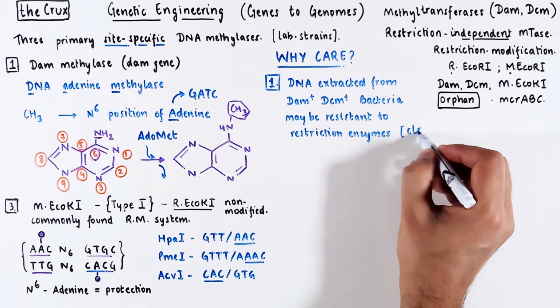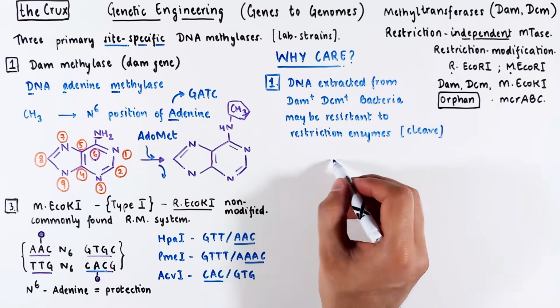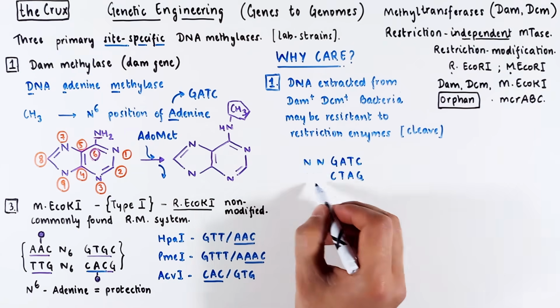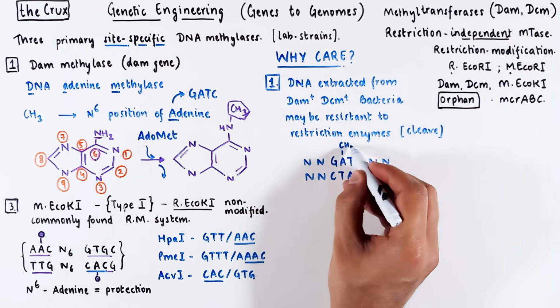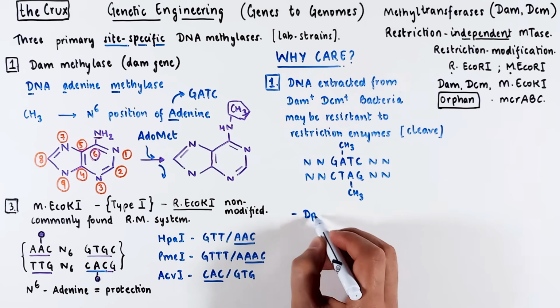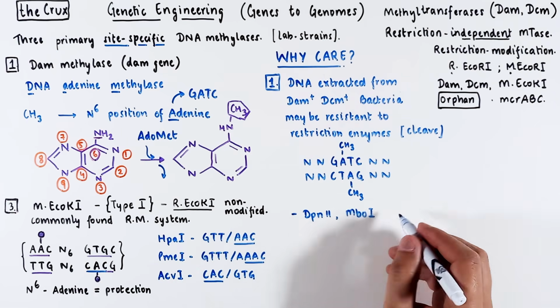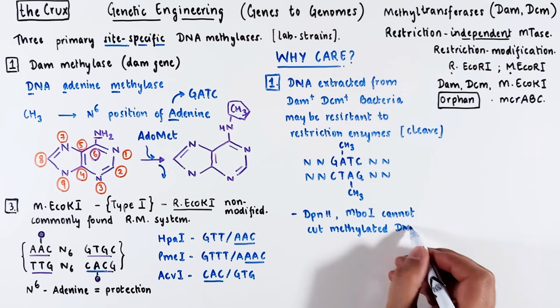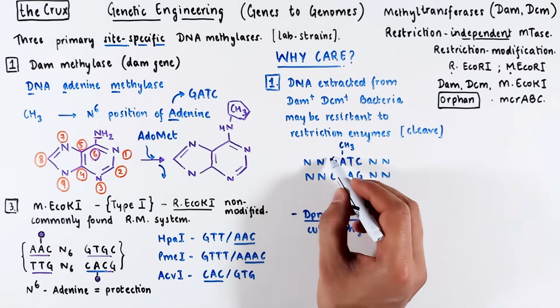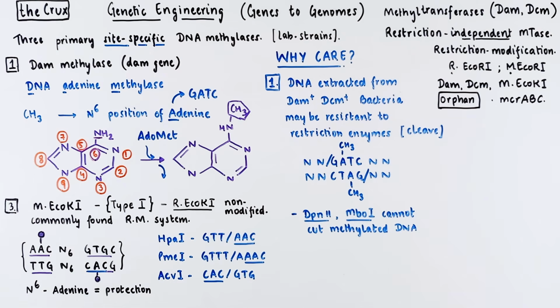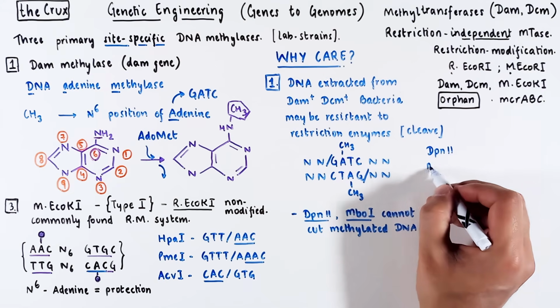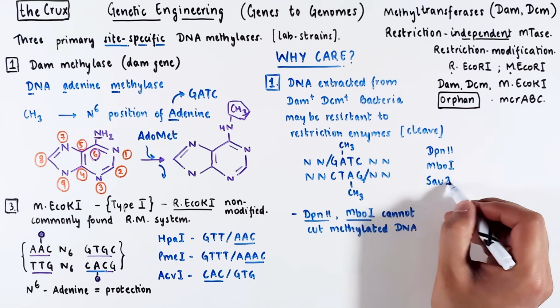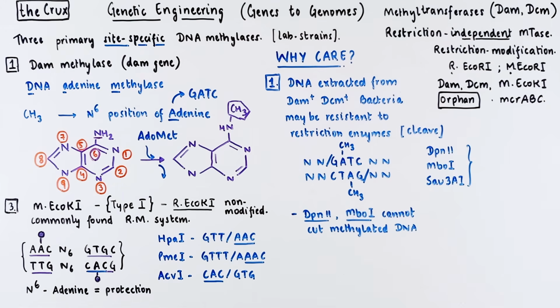I highlighted this with EcoKI, but let's just see how Dam methylase can interfere with genetic engineering. This is a typical Dam methylated site. DpnII and MboI both recognize GATC, but will not cut if the adenine in GATC is methylated. Only if it is non-methylated, the GATC will be cut on the outside. There are 3 enzymes that recognize and cut the same sequence identically.